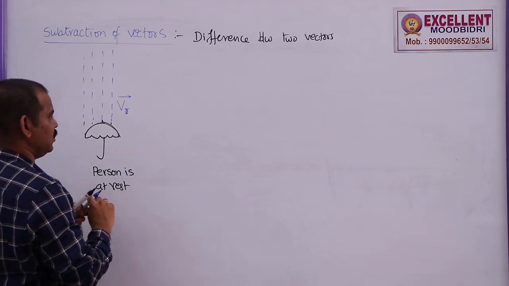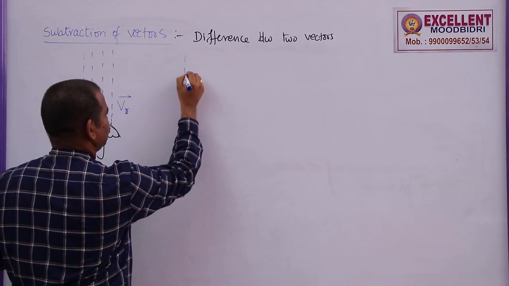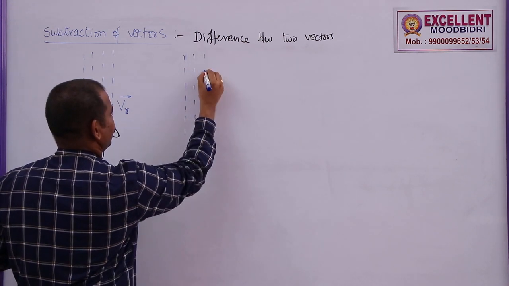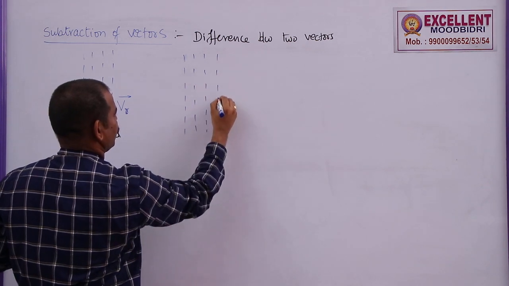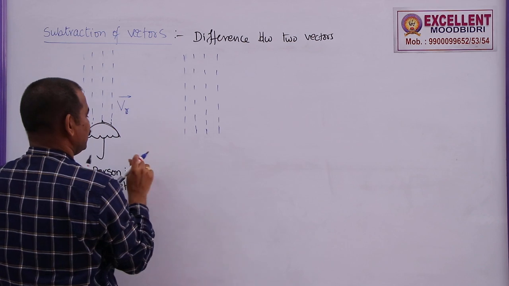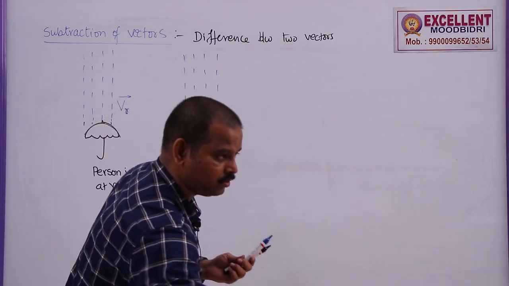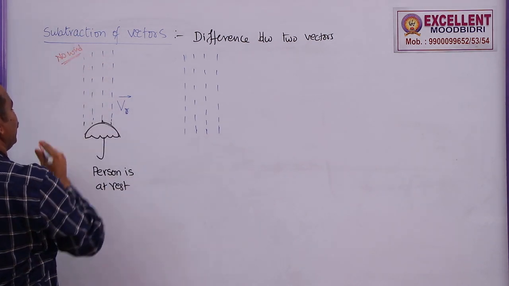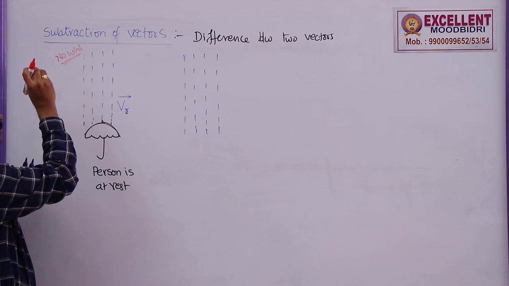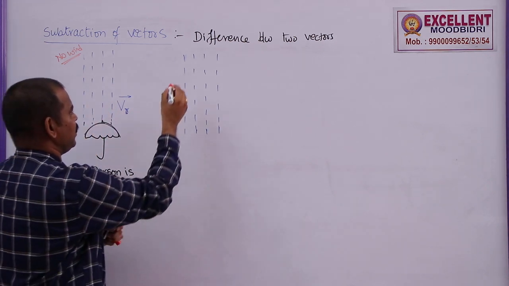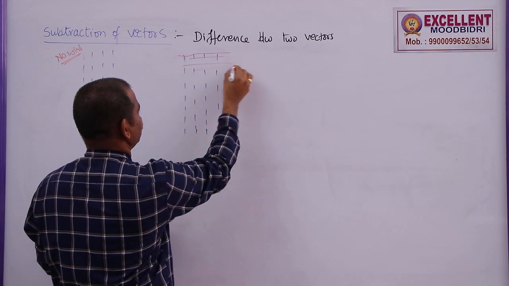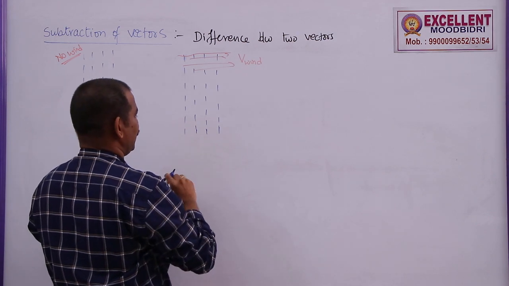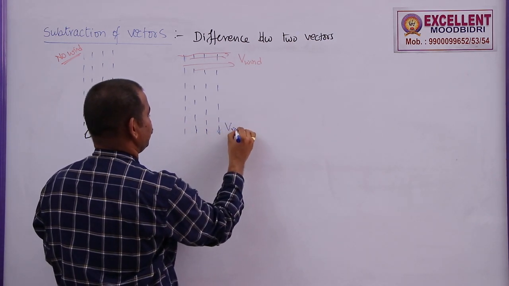But let us say rain is falling vertically downwards only, and wind is also blowing. In the earlier case there is no wind, or even if wind is there, the velocity of that wind is negligible when compared to the velocity of rain. Let us say here wind is blowing in this direction. This is the velocity of wind and this is the velocity of rain.